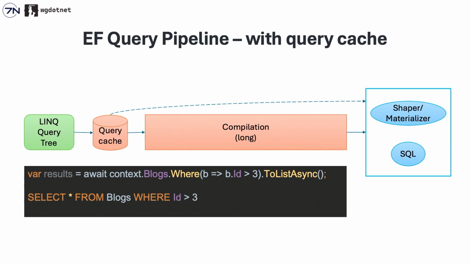So we now have a query cache. Very trivial. When the LINQ query tree comes in, we look at the cache. The first time it's empty, so we go do compilation. We get out our artifacts, our outputs. We store them back in the cache, obviously. And the second time that this thing runs, we jump over this and we have the SQL immediately. That's how EF Core is fast.